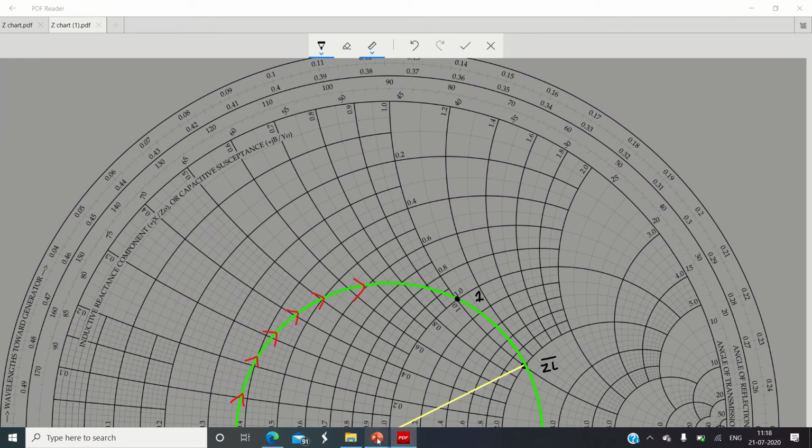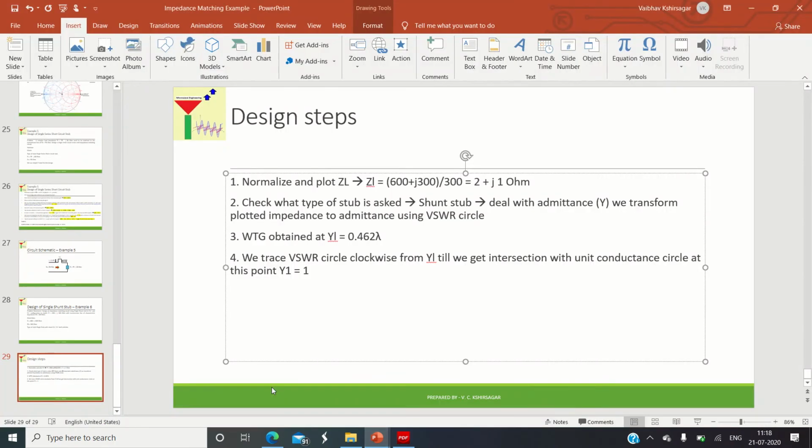So I will write over here: the real part is 1 and the imaginary part is plus j1, because I am following the sign convention of the impedance chart. In the upper half of the impedance chart, the imaginary values are treated as positive. So I got 1 plus j1. This is the admittance. Then you need to read the WTG at point number 1.